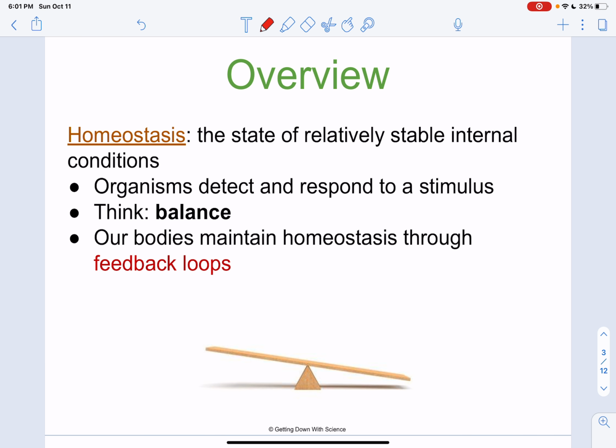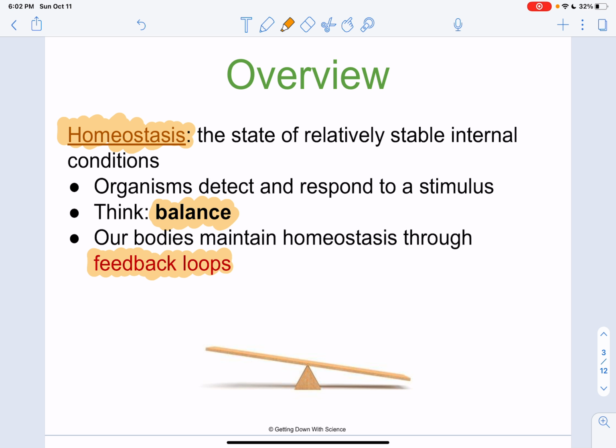Homeostasis is the state of being in relatively stable internal conditions. Let's think of the word balance when we think of homeostasis. We're constantly trying to get this to just be equal. However, it's very difficult, and so we'll sometimes see it tilt one way or the other. Our bodies are able to maintain homeostasis through feedback loops. Feedback loops. I should also highlight homeostasis. And balance. Keyword balance.